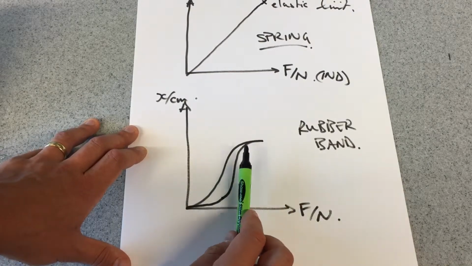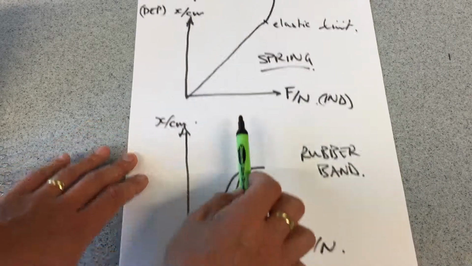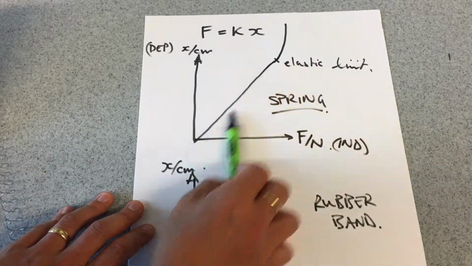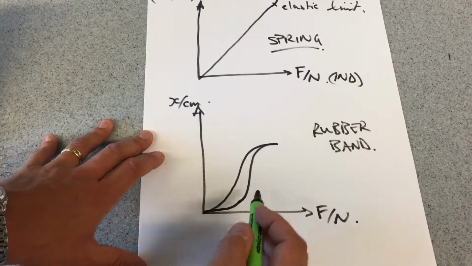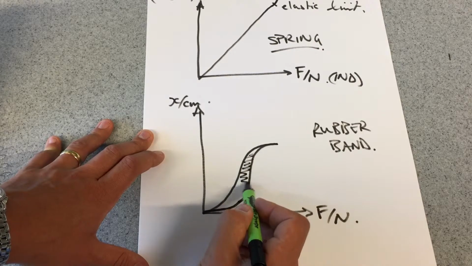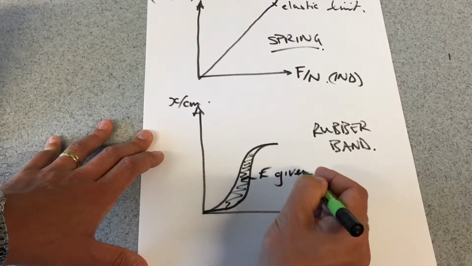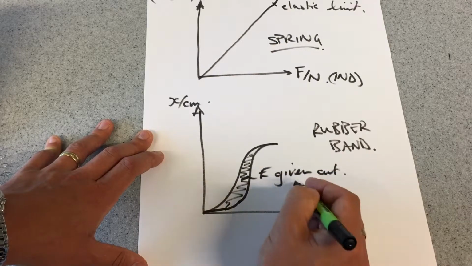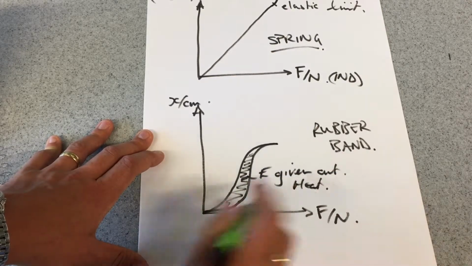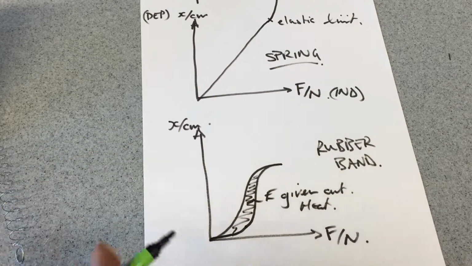So what you'll notice is between loading and unloading, it won't behave identically like a spring where it goes back up and down along here. And you won't really need to worry too much about the theory of that. Needless to say, though, that that area in there is some energy given out, hence heat. So rubber bands heat up, rubber things heat up. Okay, good. Hope that makes sense.